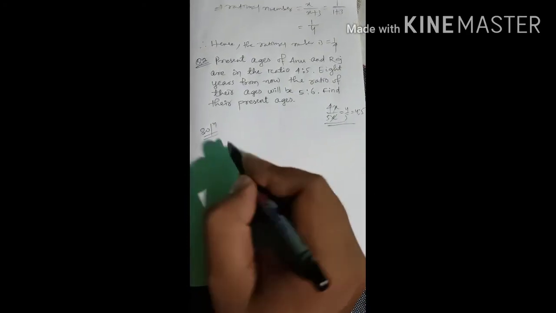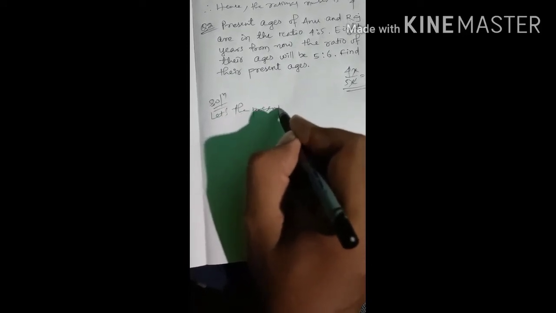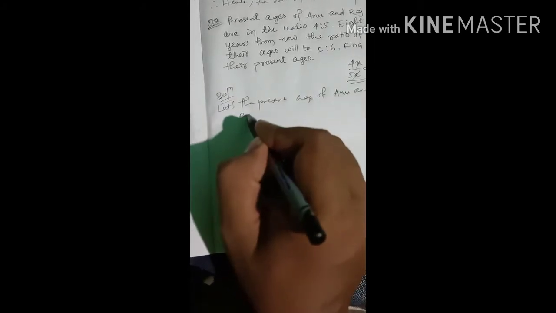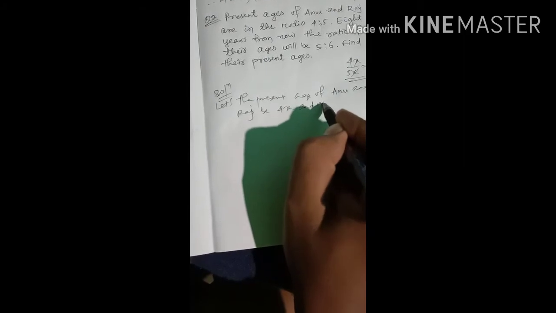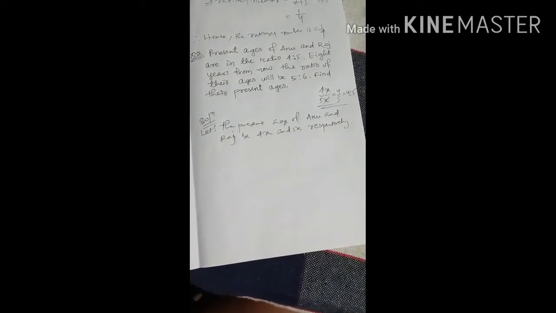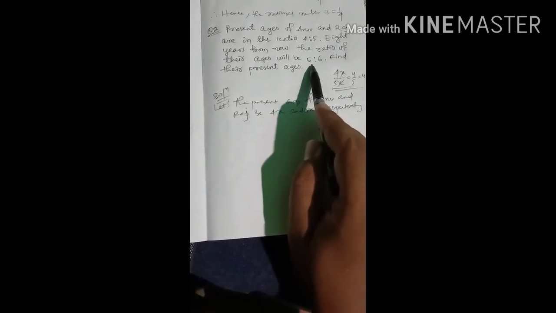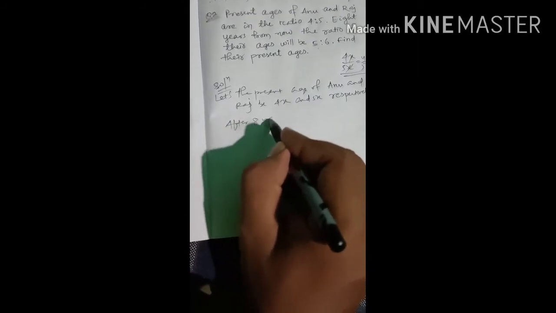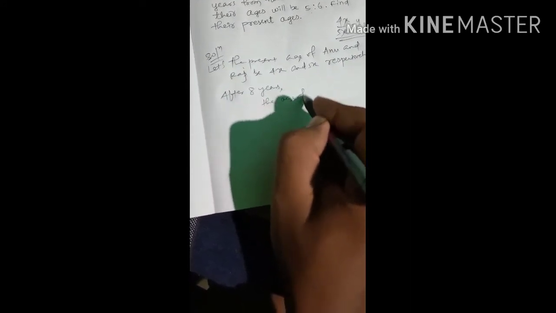Right now so let's start the solution. Let the present ages of Anu and Raj be 4x and 5x respectively. Now 8 years from now, it means 8 years hence, what will be the ratio of their ages? The ratio of ages will be 5:6. So after 8 years, let us first find the age of both.